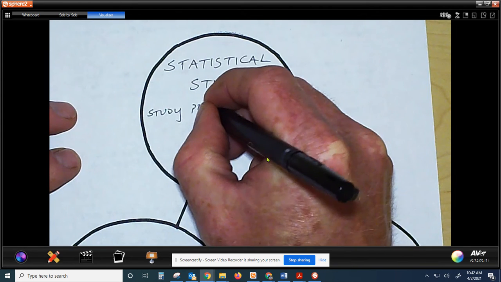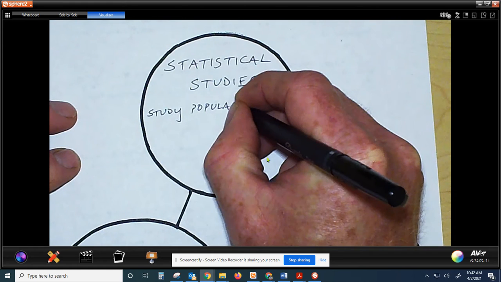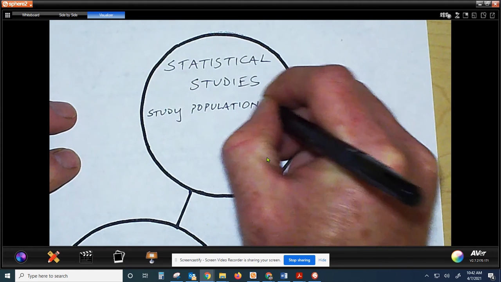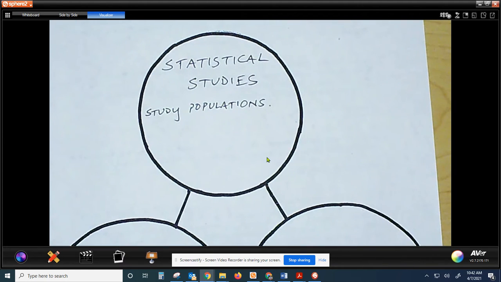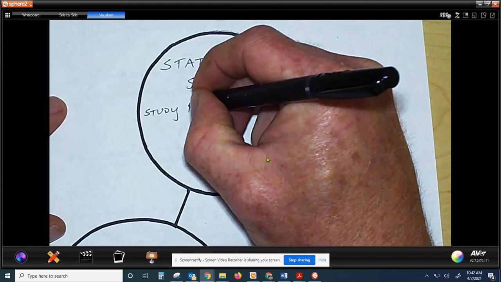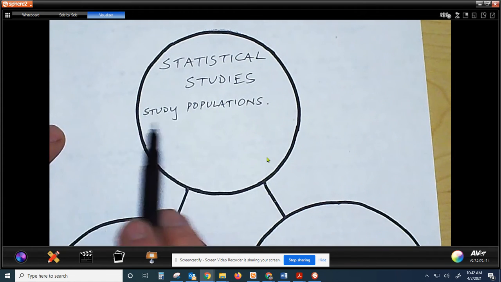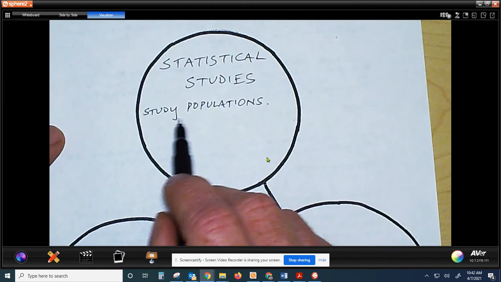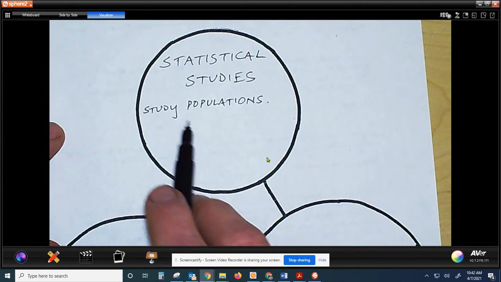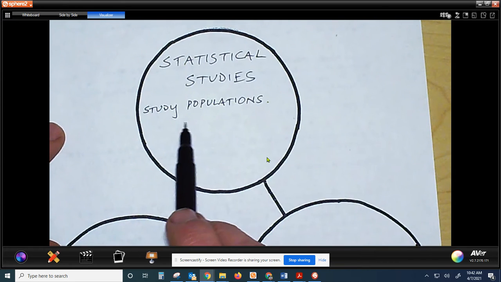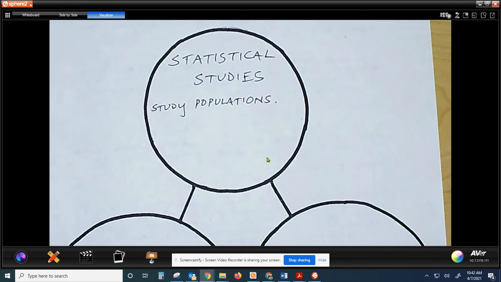Statistical studies, well, they study populations. And I'm going to leave that very vague, because it could be a population of viruses in a dish. It could be a population of bears in the mountains. It could be a population of human beings that are receiving medicine. Statistical studies study populations. That's the numbers that we use that represent a measurement on a human being or the number of bears in a forest. Okay?